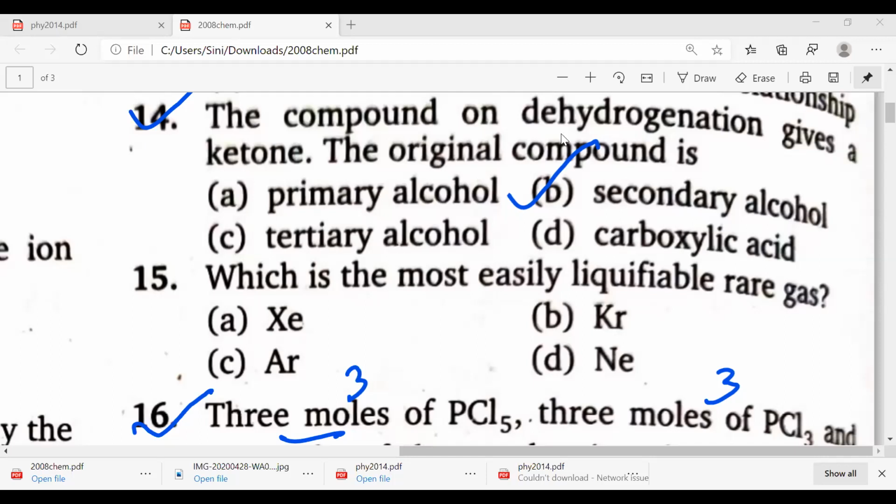So the answer is, 90% of students, 95% have given me the answer option A, xenon. That is the correct answer. Because if you just see this, argon, krypton. If you draw the periodic table group 18 elements: helium, then neon, argon, krypton, xenon. So this is our group 18 normally.